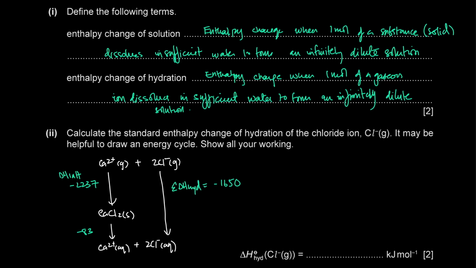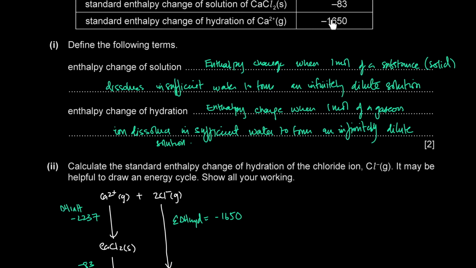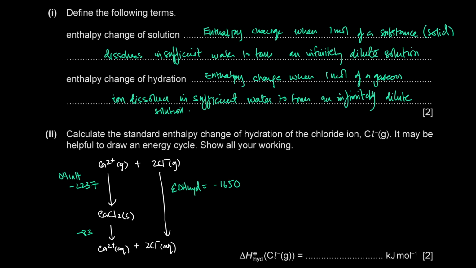Negative 1650. And then we have 2 moles of chloride ions, so we have 2 times the hydration of chloride. We're going to call that X, that's our unknown. So what we can say here is that 2X minus 1650 is equal to minus 83 minus 2237. Okay, and we get X is equal to negative 335 kilojoules per mole.